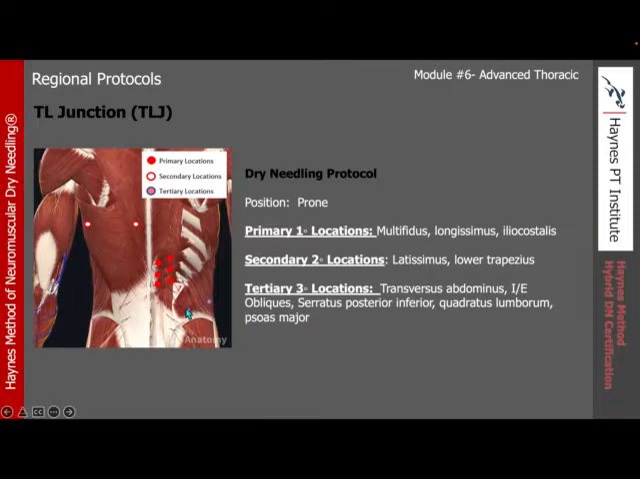Okay, now we'll drop down lower to the TL junction. Some of this we haven't covered. Well, no, we have covered serratus posterior inferior. No, we covered that in the advanced lumbar on our next. So some of this you won't actually have the content until we start into the next module.